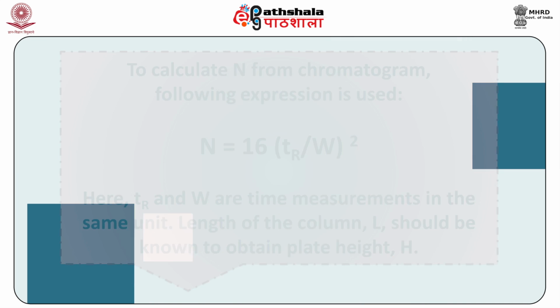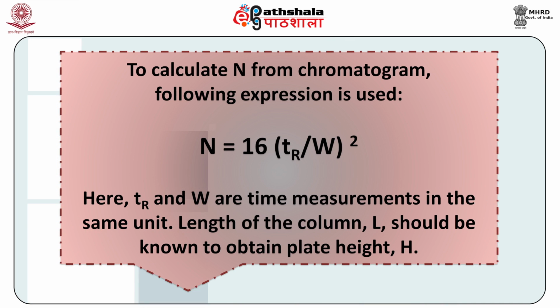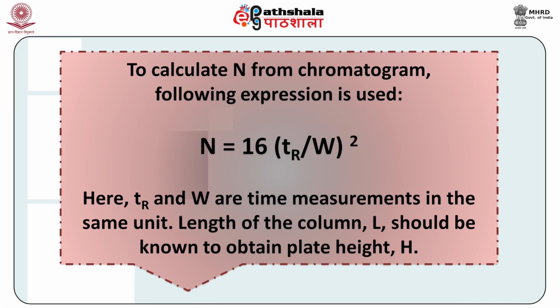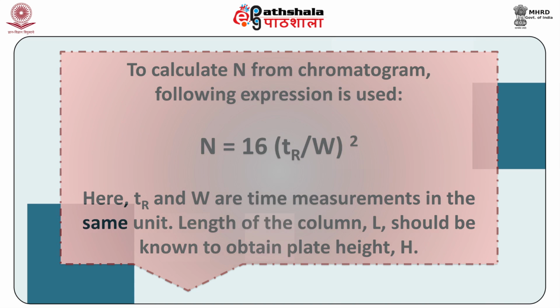peak width. To calculate n from the chromatogram, the expression that is used is n equals 16 times (Tr divided by W) whole squared. Here Tr and W are time measurements in the same unit. The length of the column L should be known to obtain the plate height h.